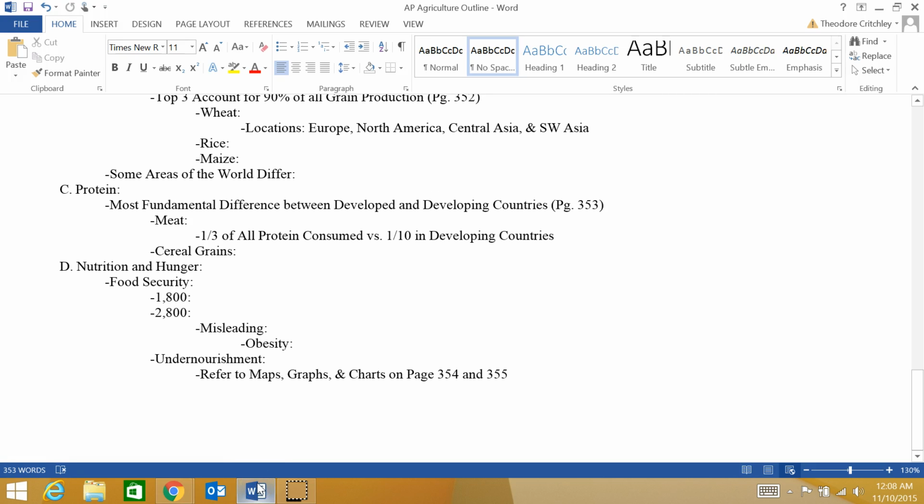Last but not least, nutrition and hunger. Surprising fact, I could not believe it. My wife confirmed it as well, and she showed me that it is indeed true. But 1/8 of the world's people do not have enough food security. Now, to you, that might not mean anything if you don't know what food security is. Some of you probably know what it is. Others of you are probably wondering.